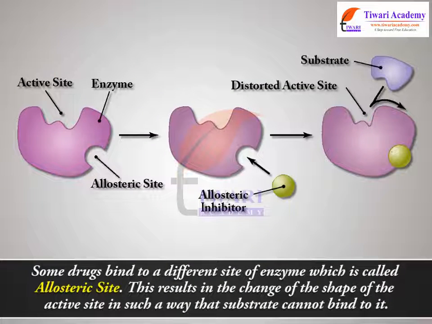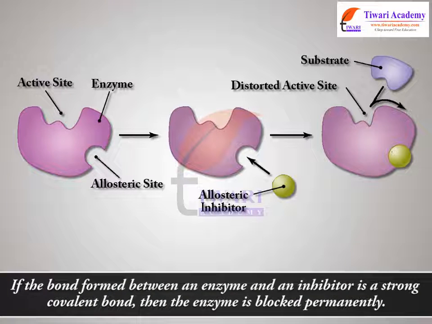Some drugs bind to a different site of enzyme, which is called allosteric site. This results in the change of the shape of the active site in such a way that substrate cannot bind to it. If the bond formed between an enzyme and an inhibitor is a strong covalent bond, then the enzyme is blocked permanently.